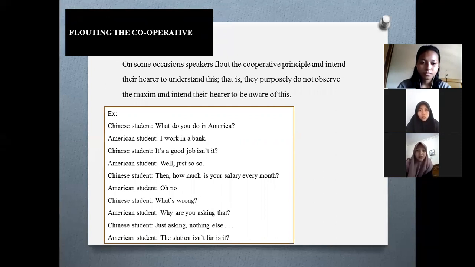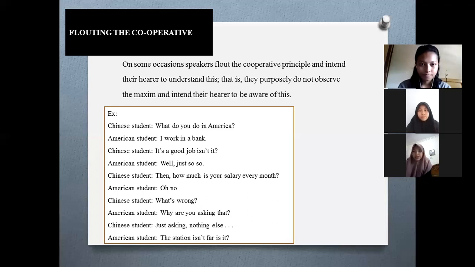For example, Chinese student: What do you do in America? American student: I work in a bank. Chinese student: It's a good job, isn't it? American student: Well, just so. Chinese student: So, then how much is your salary every month? American student: Oh no. Chinese student: What's wrong? American student: Why are you asking that? Chinese student: Just asking, nothing else. American student: The station isn't far, is it?